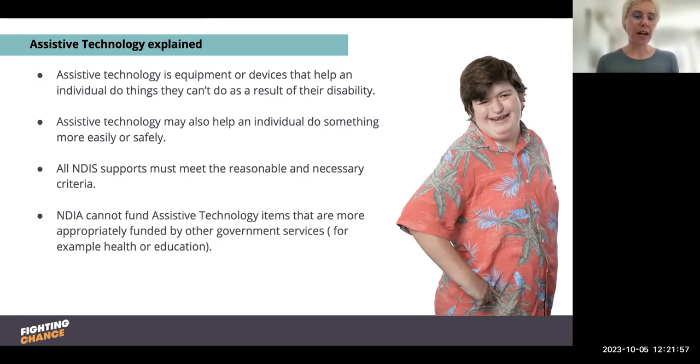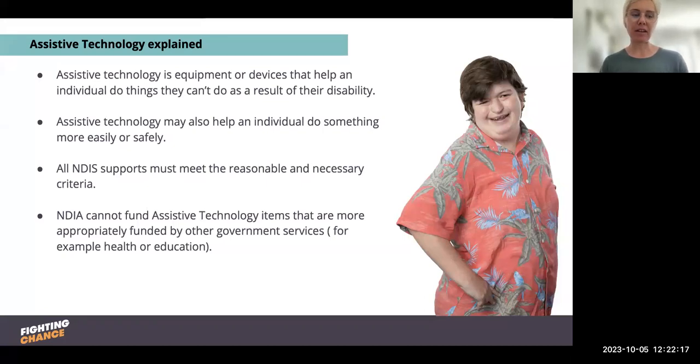So all NDIS supports, and this includes assistive technology, must meet the reasonable and necessary criteria, which we've talked about so many times, but we'll touch on it again a bit later in today's webinar.